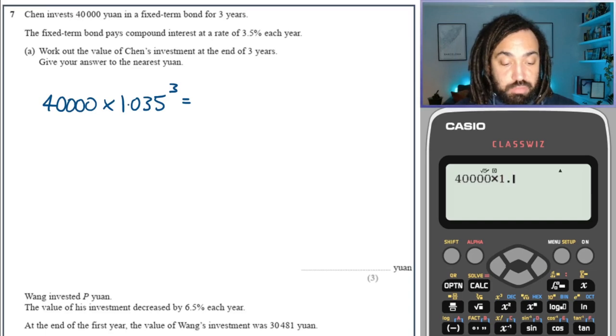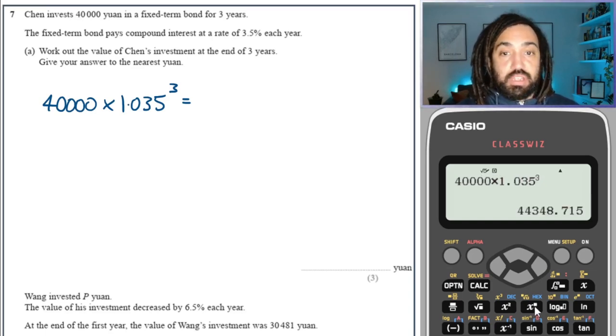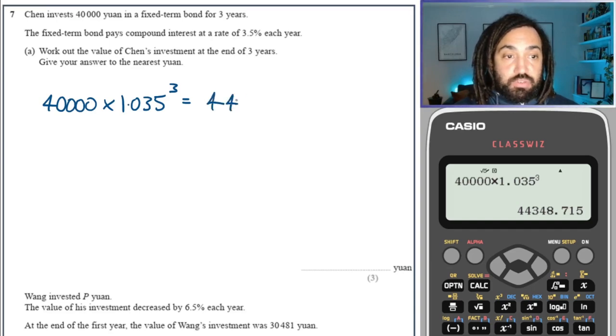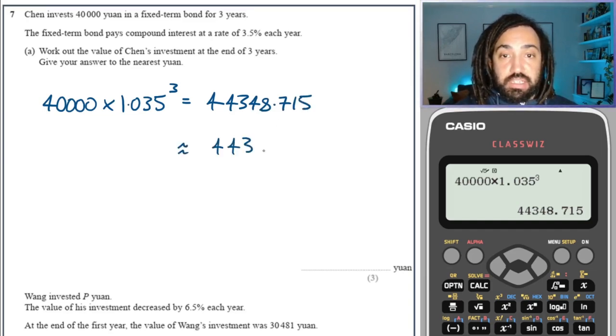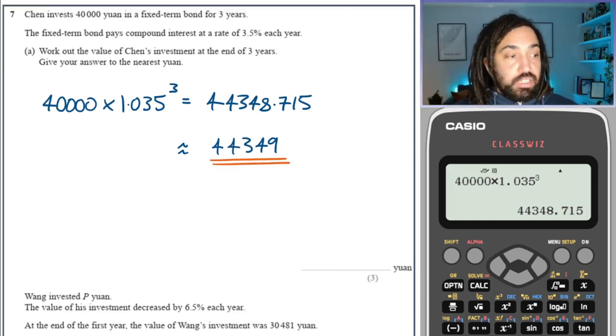40,000 multiplied by this to the power of 3. And this is going to give me 44348.715, which is approximately, to the nearest yen, yuan, is this. Perfect. Okay.